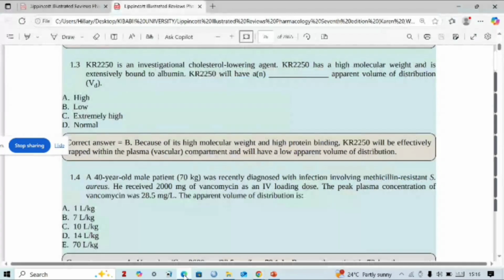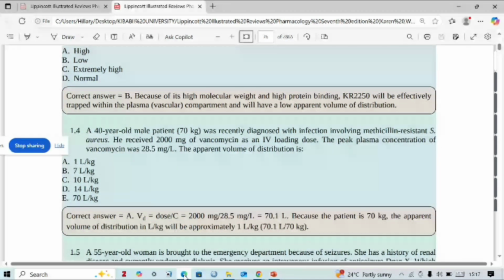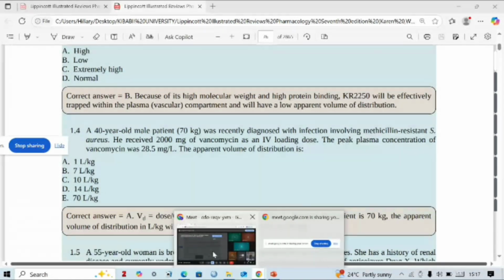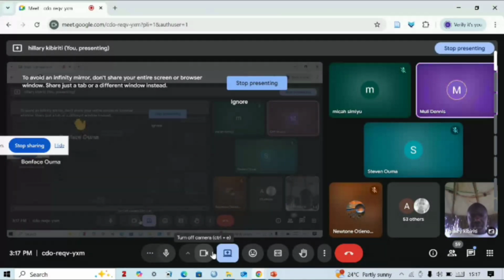Okay, let's confirm. Very good. You get the answer there? So it is 1 liter per kg. Thank you very much. That is very good. Anyone who feels lost? Muli?